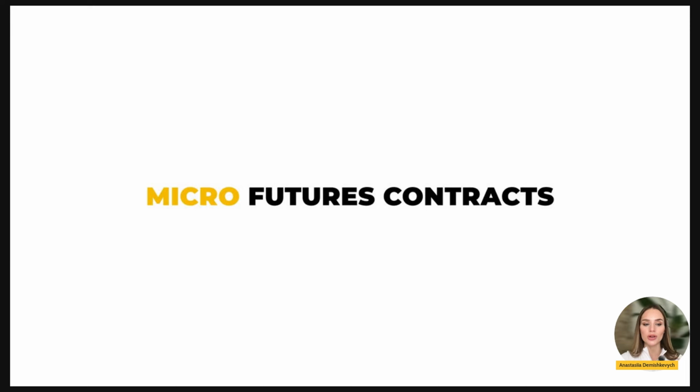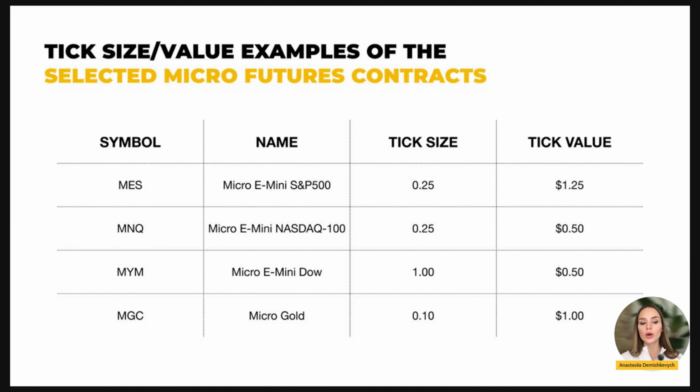Besides the standard futures contracts, as in the previous examples, there are also something called micro futures contracts. Micro futures are a smaller version of standard futures contracts, designed for traders who want to trade with lower capital requirements. In simple terms, they have a 10 times smaller tick value, which makes them more accessible for traders with smaller capital. Here are some examples. MES, Micro E-mini S&P 500. Tick size stays the same, 0.25, and the tick value is 10 times smaller, $1.25 instead of $12.50 as in a standard contract.